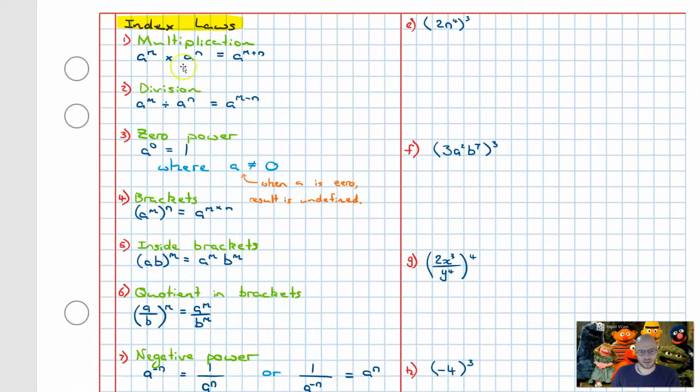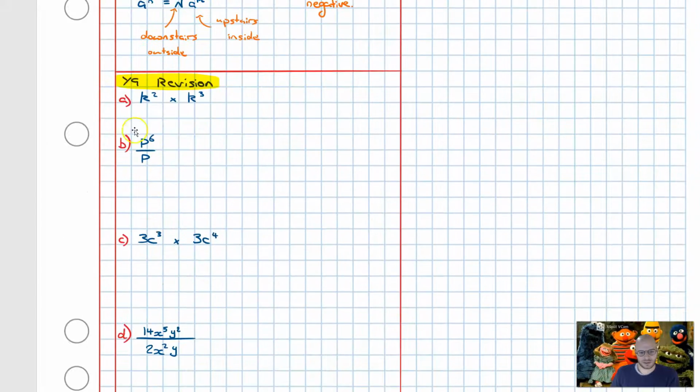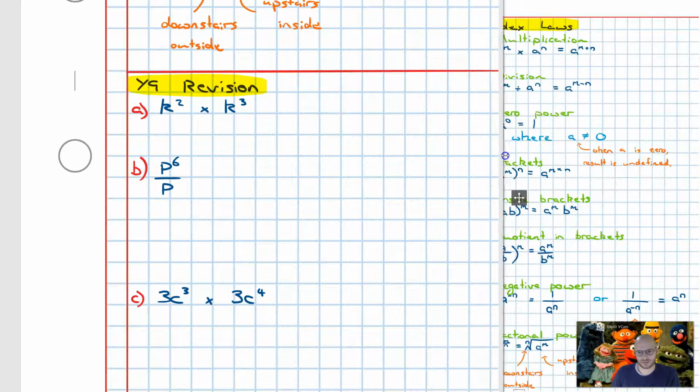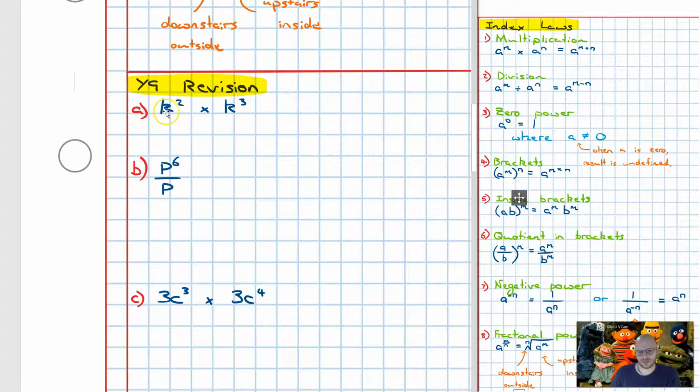Now that we've had a look at some of these index laws, let's have a look at simplifying a few algebraic statements. Now in example A here we have k squared times k cubed. What I'm going to do to be able to enter this problem is I'm going to bring up my index laws as a reference. Alright, now looking at A, this might seem quite simple in that we know the answer is going to be k to the 5, but let's have a look at our index laws to understand why it's going to be that way.